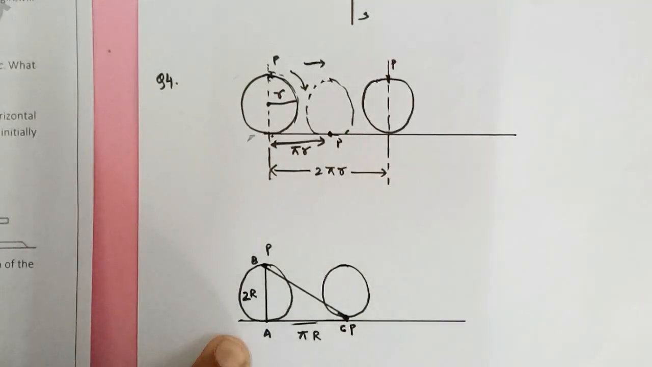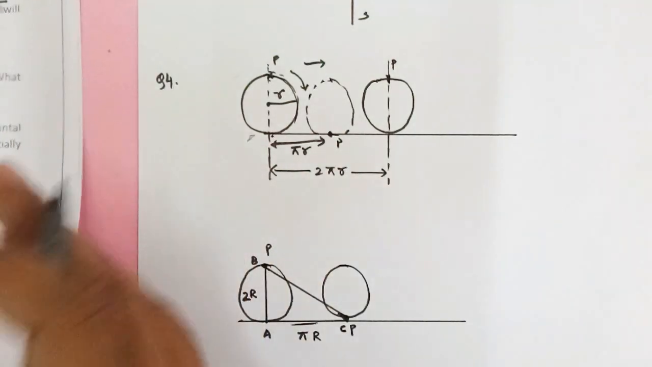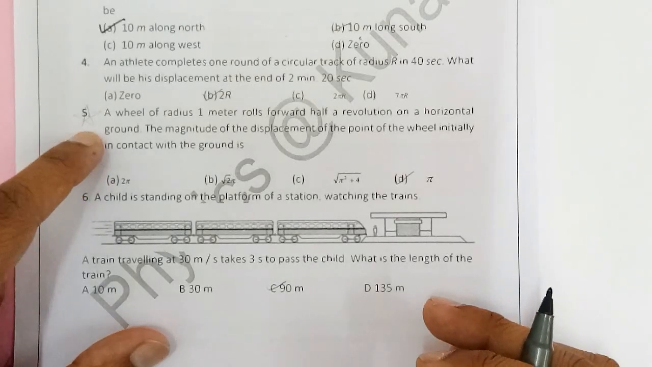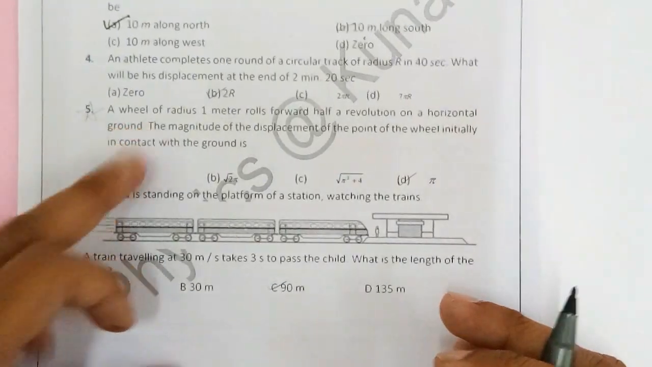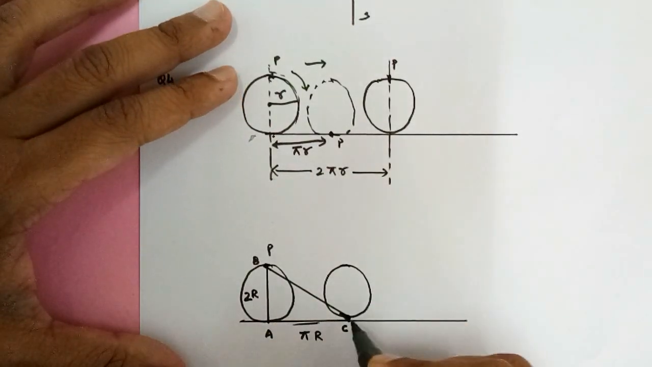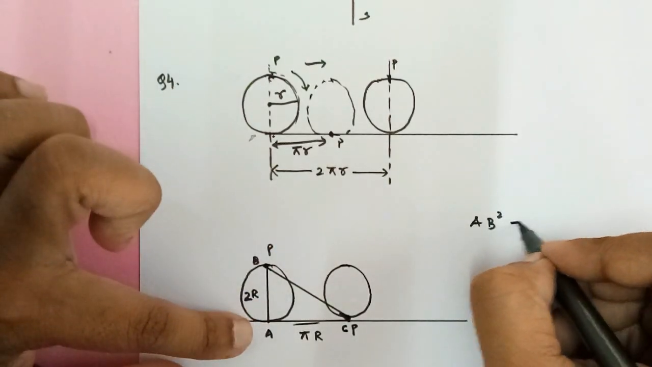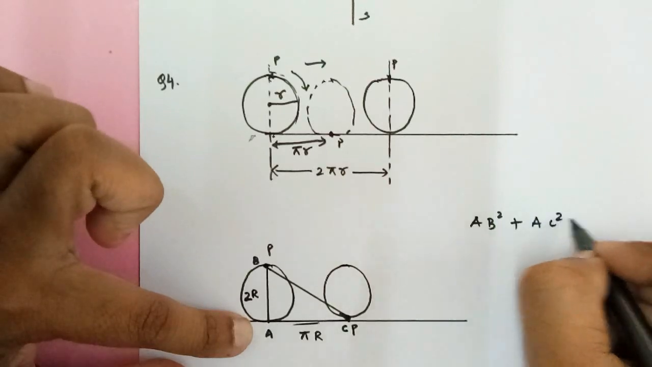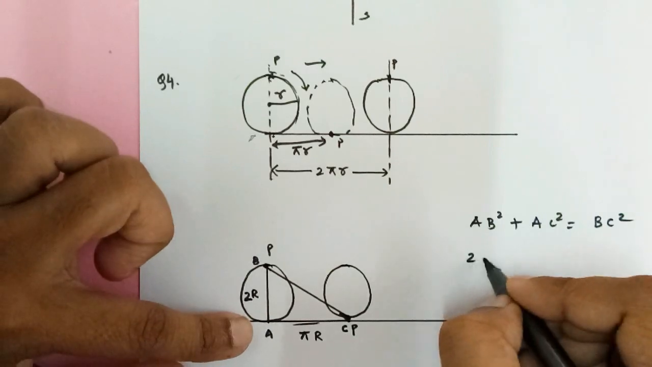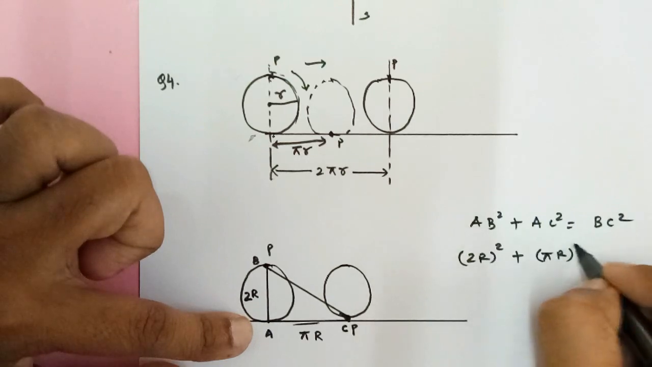This is pi r. And to my viewers, I am actually extremely sorry, because I was not solving question number 4, I am solving question number 5, right? So I will solve question number 4 afterwards. So this is the explanation to the 5th problem, right? So this is twice r, this is pi r. So AB square plus AC square is equal to BC square. Now AB is 2r the whole square plus AC is pi r the whole square.